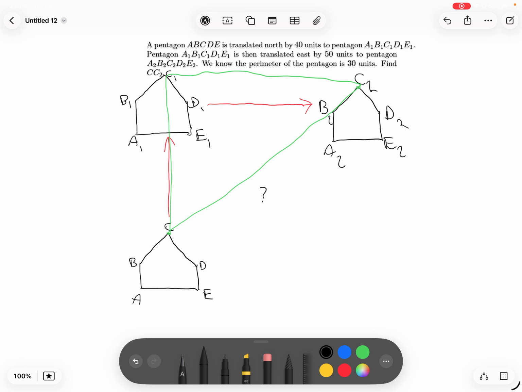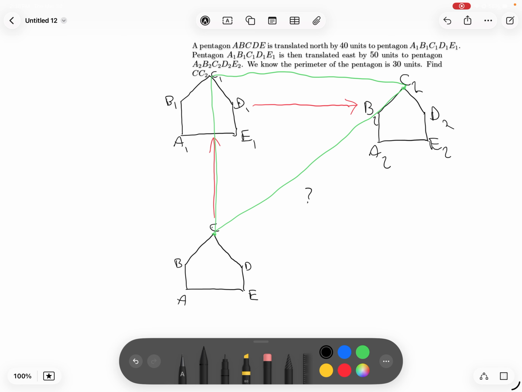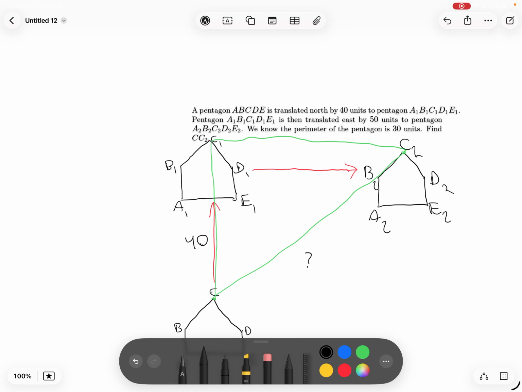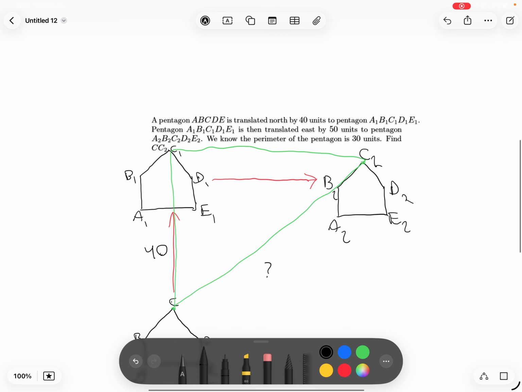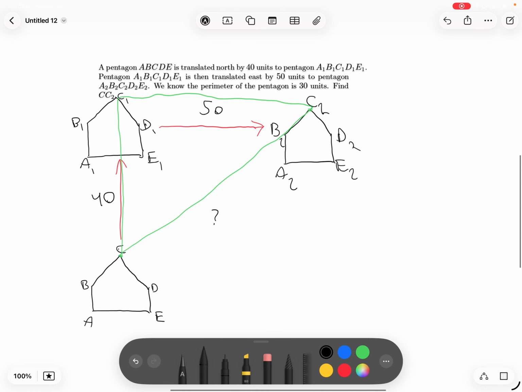They already tell us the pentagon is first translated north, up by 40 units. This is our translation right over here, going from C to C1. Since all the points move by the same amount, we know that the segment CC1 must be exactly 40 units. So that's one side of this triangle. Then up here, we have C1 to C2. We're moving east, to the right by 50 units on this diagram, so we know similarly that C1C2 must also be 50 units. So we're going to be able to use the Pythagorean theorem to solve for the hypotenuse of this triangle, CC2.